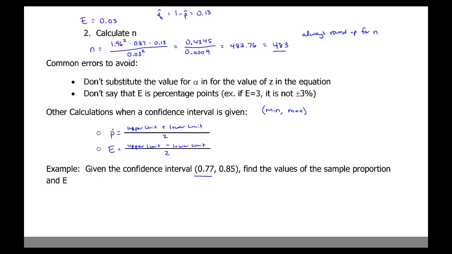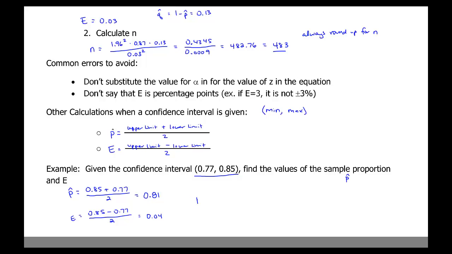So we have a confidence interval here as an example, and we want the sample proportion, p hat, and the margin of error, e. So we can do 0.85 plus 0.77 divided by 2. And when you calculate that, you should get 0.81. Margin of error, we're going to subtract the two. And we should get 0.04 for that.